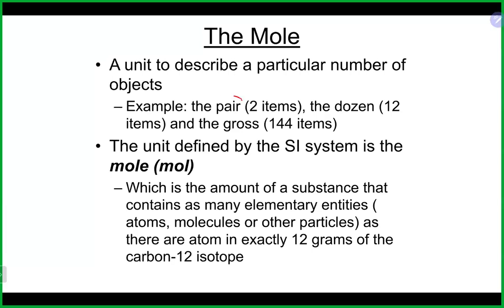When you tell somebody you have a pair of something, that usually represents that you have two of them. If you have a dozen donuts, you got 12, unless you got the baker's dozen, which is 13, but we'll go with the dozen for 12. If you got a gross of pencils, that used to mean you have 144 pencils. So in chemistry, we do have a word that represents a certain amount of something, and that is the mole.